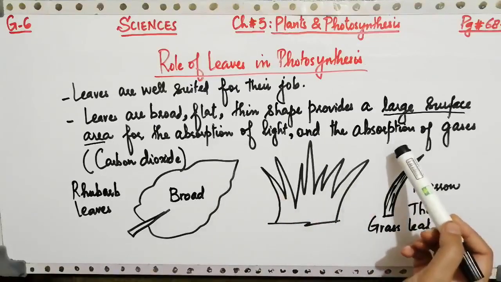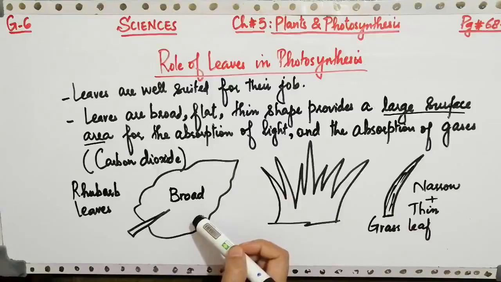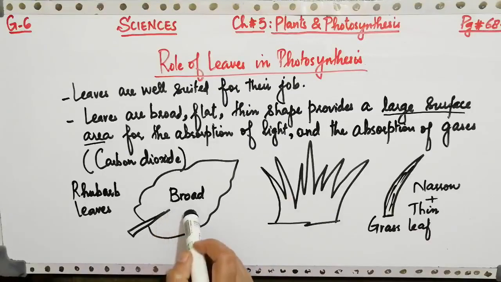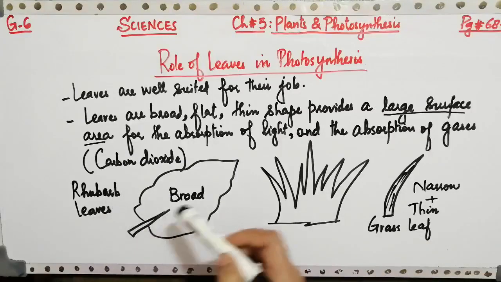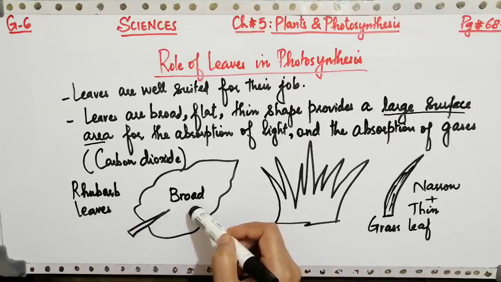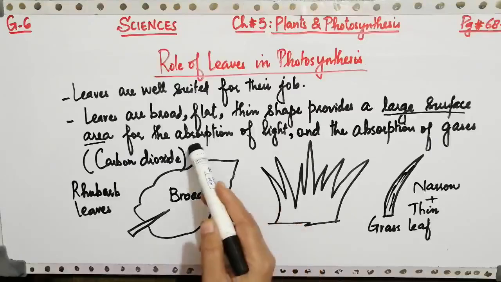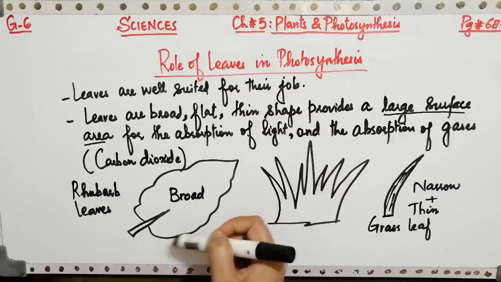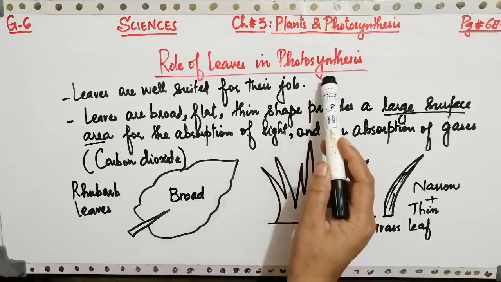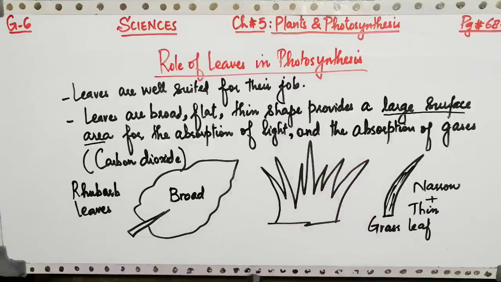गैसेस का एब्जॉर्ब होने का थोड़ा सा अमल इनमें सुस्त पड़ जाता है, लेकिन इसका मतलब ये नहीं कि ये एब्जॉर्प्शन नहीं करते, क्योंकि एब्जॉर्प्शन ऑफ गैसेस ज़्यादा नैरो एज वेल एज थिन लीव्स में होती है, जैसे कि ग्रासेस. बट इन केस ऑफ रुबाब लीव्स, they are broad, flat and provide a large surface area for the absorption of light in order to make more food during the process of photosynthesis. So this is the basic difference between the broad leaf and the thin leaves.